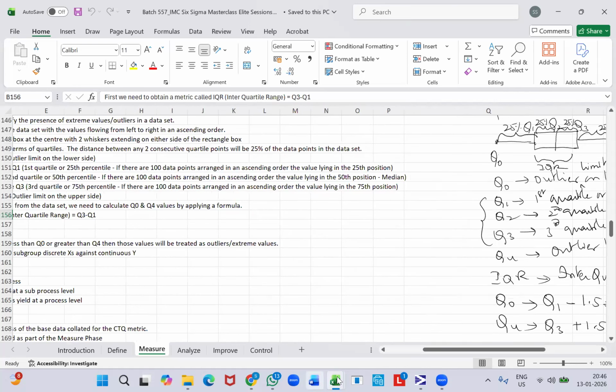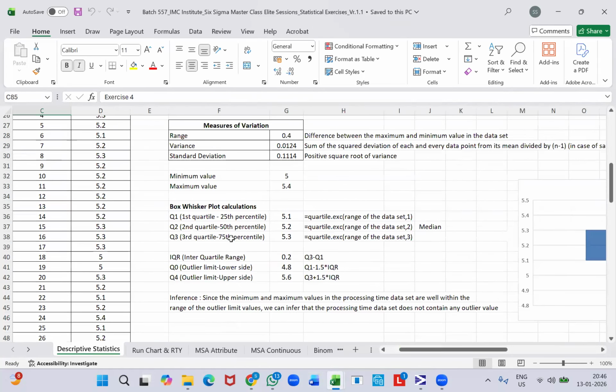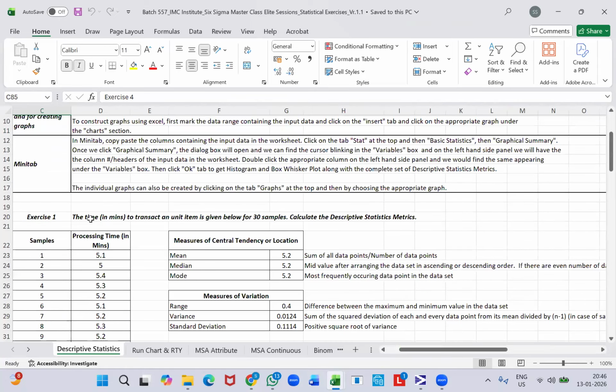And we also worked this out using the box whisker plot logic for this processing time data set. We also saw how to construct the box whisker plot using Excel as well as Minitab. If you are constructing the box whisker plot graphically, we can find out the presence of outliers very easily. You don't have to really perform all these calculations.